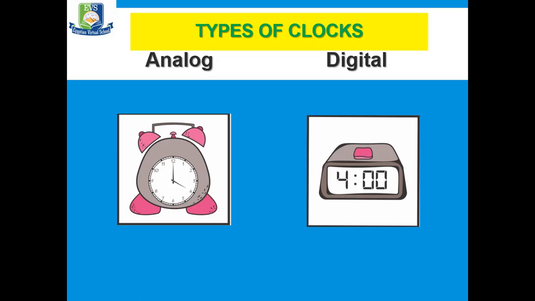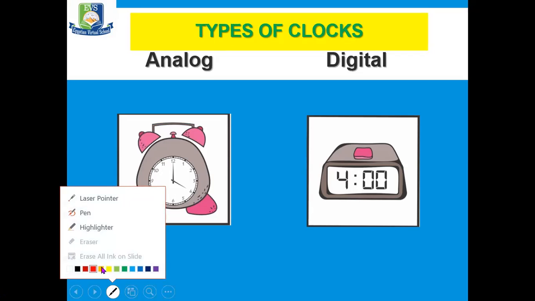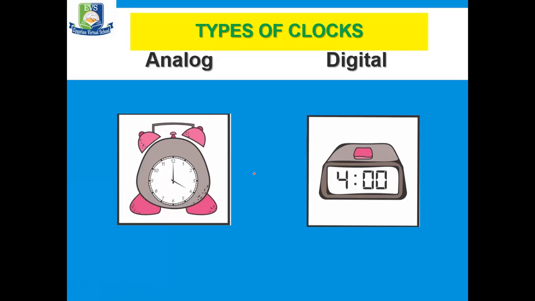This is the analog clock. Let's circle the analog clock. You can see the analog clock on the wall or in the alarm clock. On the other side, I can see the digital clock with the standard form of numbers like 4 o'clock. This is the digital clock.